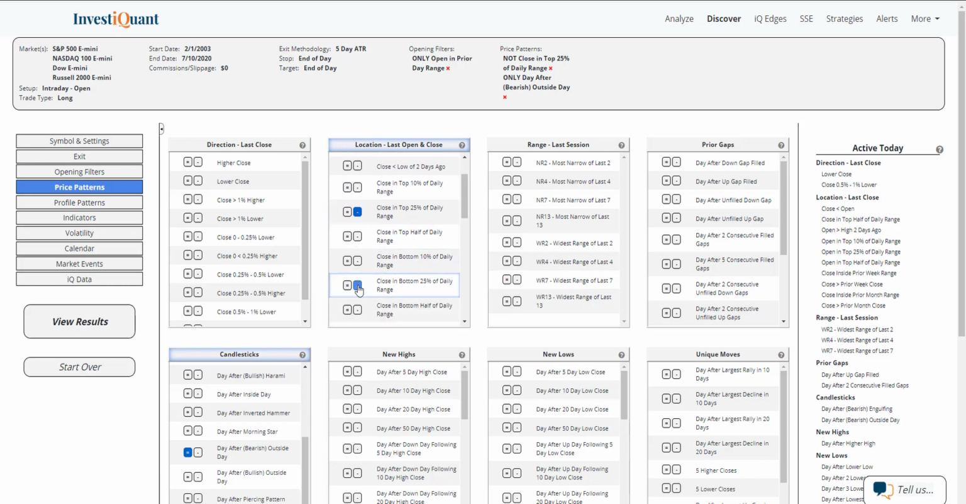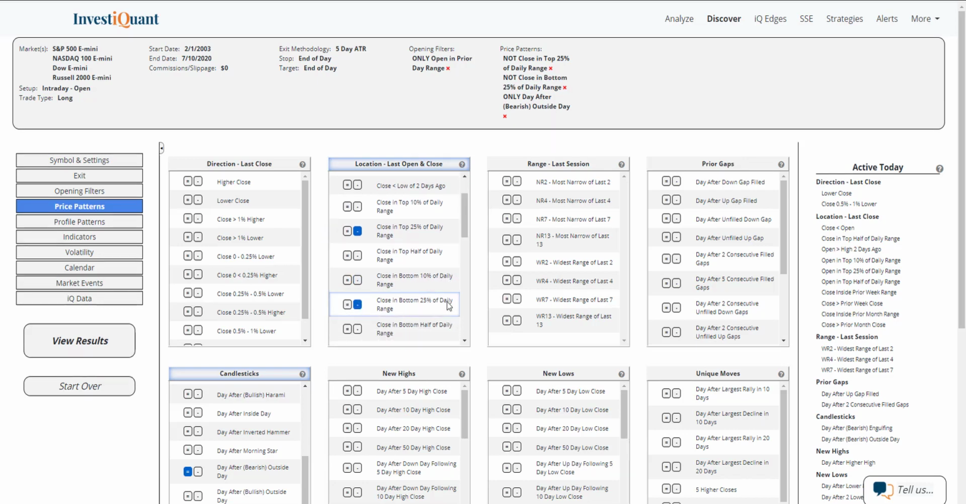I'm going to do the same thing with the bottom 25% of the range, because a lot of times when you think about bearish outside days, you're thinking about a pattern that takes out the high and then crashes and closes on the lows. That was not what we had. So we can zone in on the nuance of yesterday's pattern by adding these two exclusion statements.